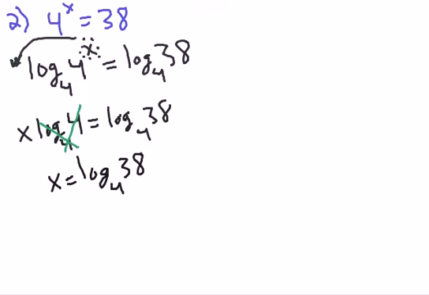Now, as you get quicker with this, you won't necessarily have to draw this arrow showing that x is down here. You can just say, okay, log base 4 of 4 raised to the x automatically jumps to this piece here, and x equals whatever the other side is.